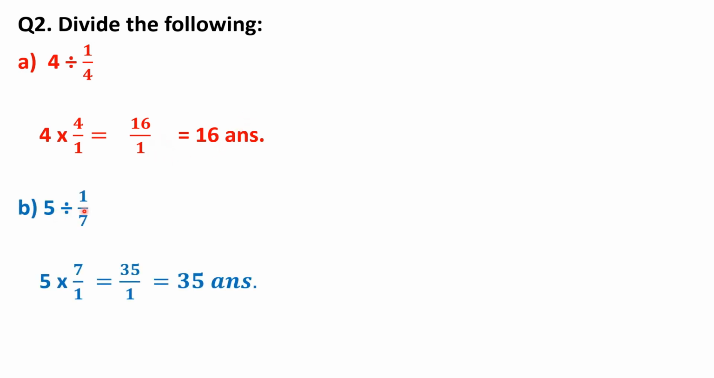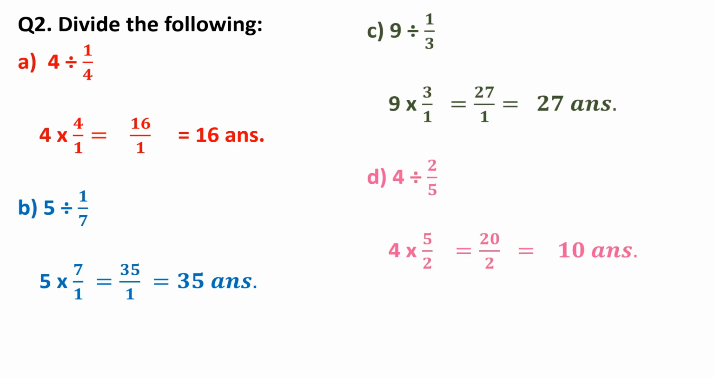Next is 5 divided by 1 by 7. Again we take the reciprocal of 1 by 7, and the division sign changes to multiplication. So 1 by 7 gives you 7 by 1, the reciprocal, and 5 into 7 is 35, divided by the denominator 1. So 35 divided by 1 equals 35. This is the answer. Similarly, we have done these 2 questions also, children.